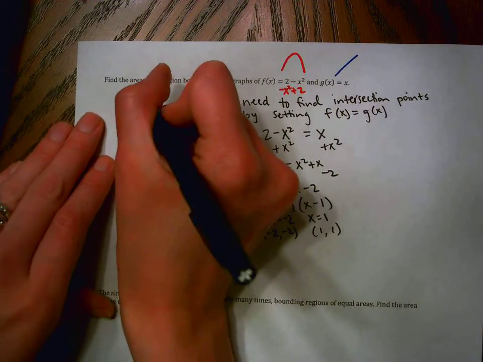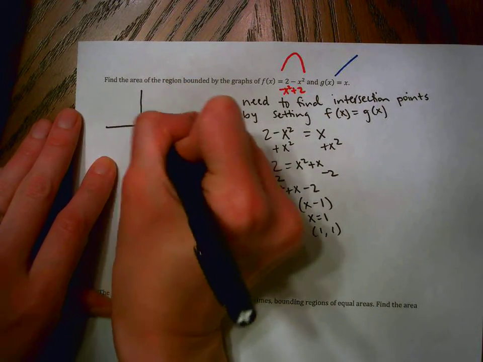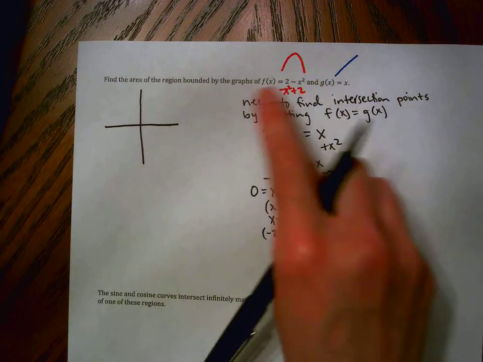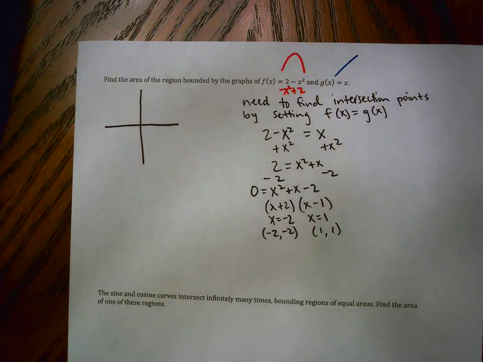So now we're going to come over here and actually draw both our graphs on the same graph, so then we can see the actual picture of our areas. Because remember, to use that formula we said in the last video, it's top minus bottom. So we need to know what would be on top and what would be on bottom.